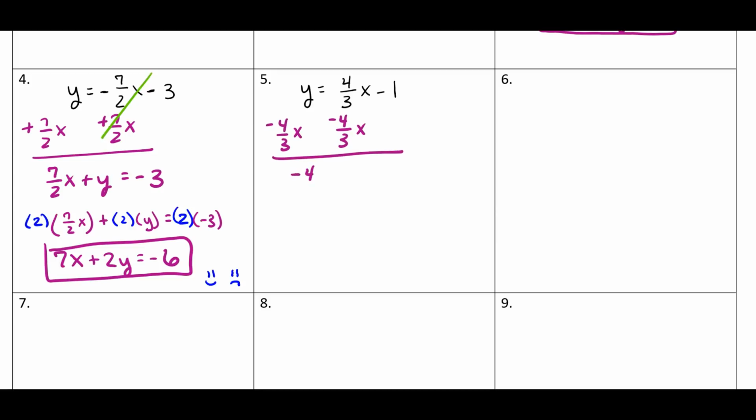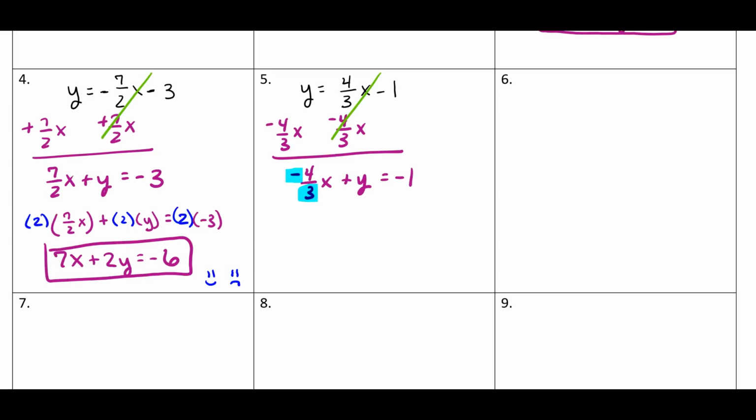So negative 4/3 x plus y equals negative 1. Now, one thing you should probably notice is that we have two kind of uh-ohs here. We have a negative and we have a denominator of 3. So that's an issue. We can't have a fraction and a negative. So instead of doing two separate steps, we're going to combine this down into one step.